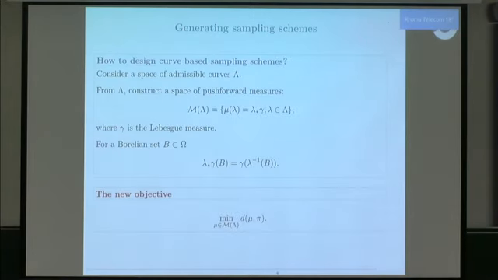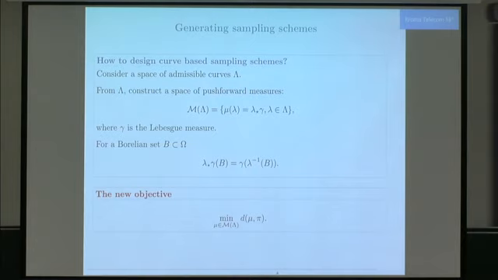Okay. But our aim here was not to design pointwise sampling, but curve-wise sampling. And so here is how you can do it. You consider a space of admissible curves, lambda, so for instance the curves with bounded first and second order derivatives. And from this you can construct a space of measures which are defined as the push-forward measures of these curves with respect to the Lebesgue measure. So what does this mean? You take a Borelian set B, and this push-forward measure of B is defined as the time spent by the curve in the set B.